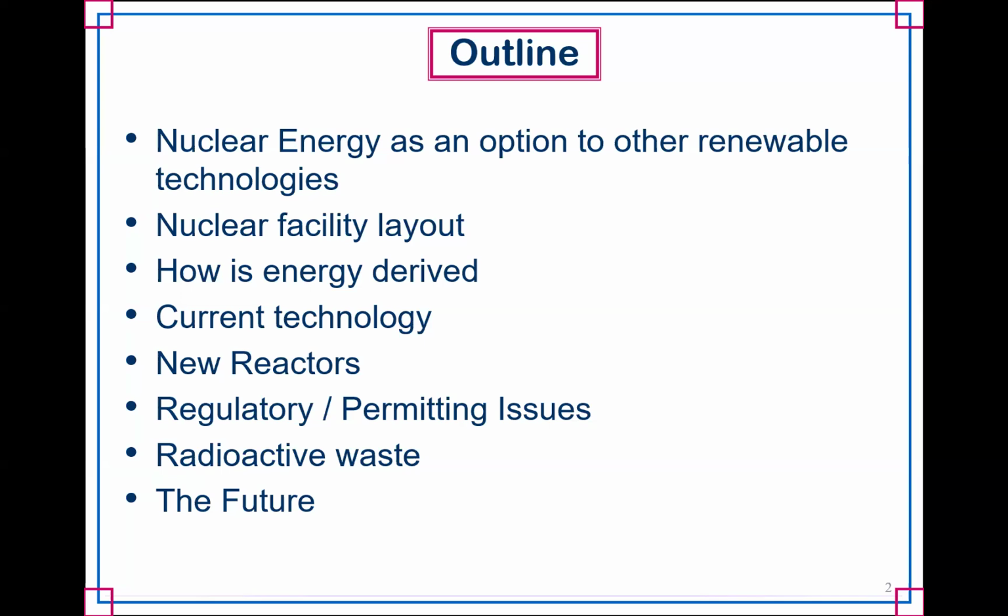Then we'll talk about next generation reactors, or even more up-to-date reactor technology, and see some of the differences. We'll talk about some of the regulatory and permitting issues and why, particularly in the US, it is so difficult and expensive to get a nuclear facility constructed. We're going to talk about the downsides, the major one being radioactive waste. And then we'll briefly discuss the future, looking forward from there.